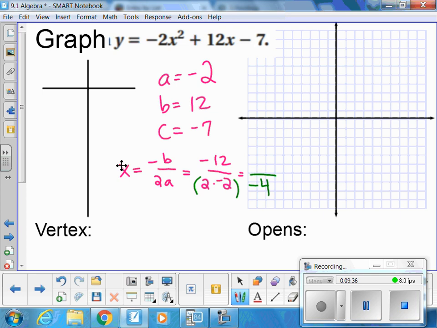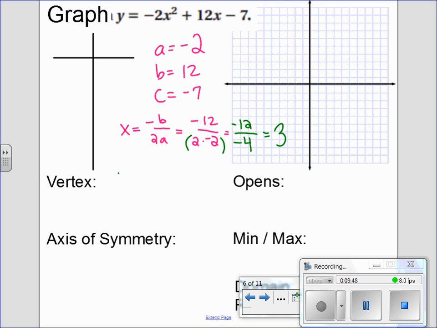-4, okay? And then we still have the -12 on the top. And then -12 divided by -4 is 3. Okay. So what we've just found is 2 things. We have found the first part of the coordinate of the vertex, the x part of the coordinate of the vertex. And we found the axis of symmetry, x equals 3, because it's just a vertical line through 3.